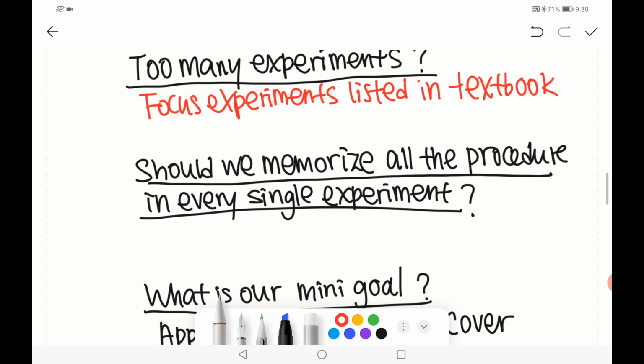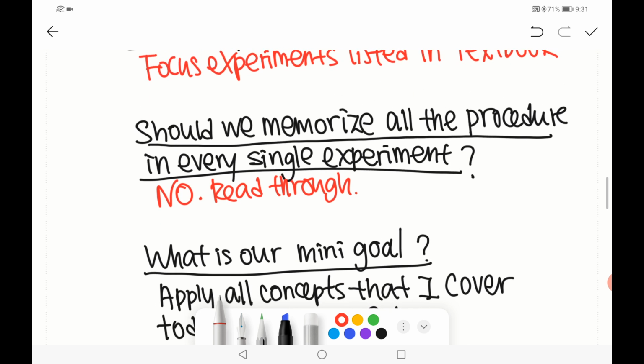Next one. Should we memorize all the procedures in every single experiment? No, please don't memorize the procedure. What I want you to do is just read through the experiment and roughly understand what that experiment is all about. You roughly know what the experiment is, what its purpose is, and what you are doing in the experiment. That is good enough. You don't need to memorize every single word or procedure. No need, okay?